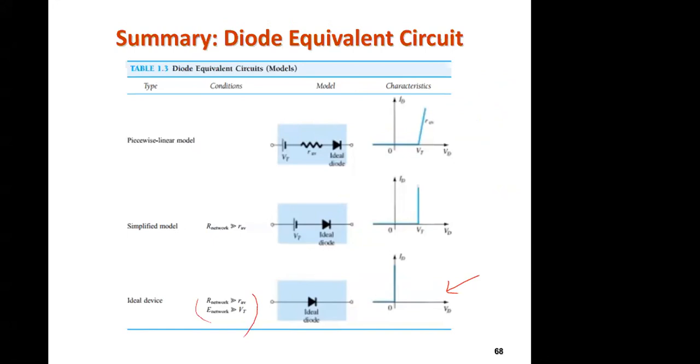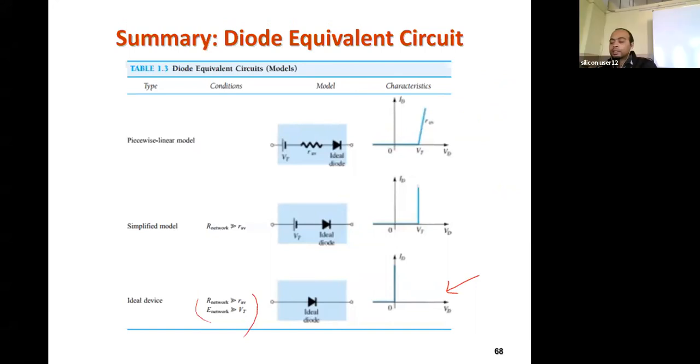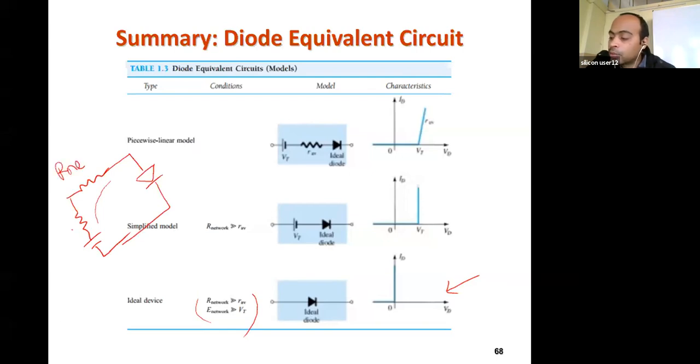Suppose you have a network. In your network, some other resistors are there, and a diode is connected. This diode has a resistance, let us say its resistance value is RAV, and all the other parameters of the other network have a resistance named R network. Suppose this is one circuit like this, anything is connected, and here one diode is connected. So all the resistance of the other part of the circuit is named as R network, and the resistance of this diode is named as, let us say, RAV.